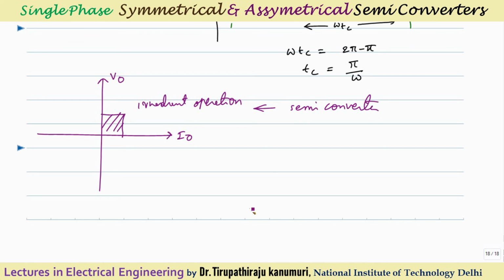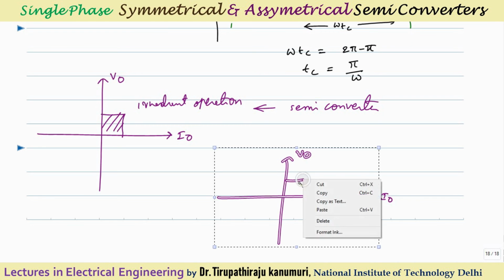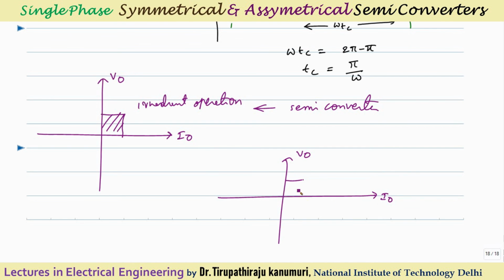Whereas in the case of a full converter, the output voltage can be positive or negative, because if it is conducting beyond pi, the output voltage becomes negative also. We have seen that in the case of the full converter, right? So your output voltage can be positive or negative, but your output current is always positive. So this is for the case of the full converter. The full converter operates in two quadrants, whereas the semi-converter operates in only one quadrant.